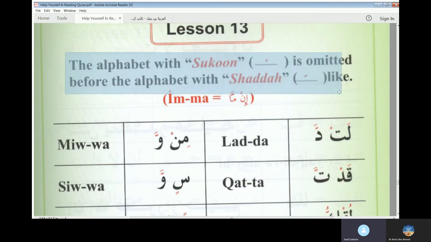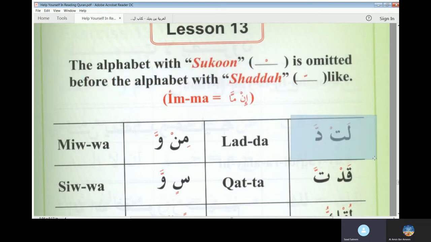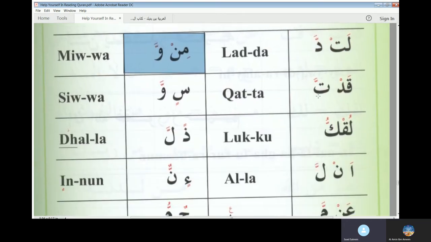Did you understand this point? Mim wa. Noon is ignored. Join mim with vow. Mim wa. There is no noon here. Join mim with vow.